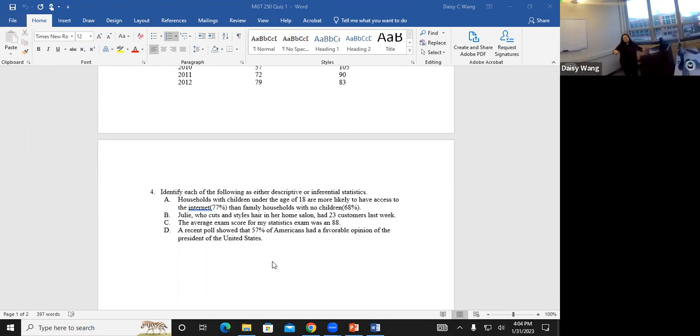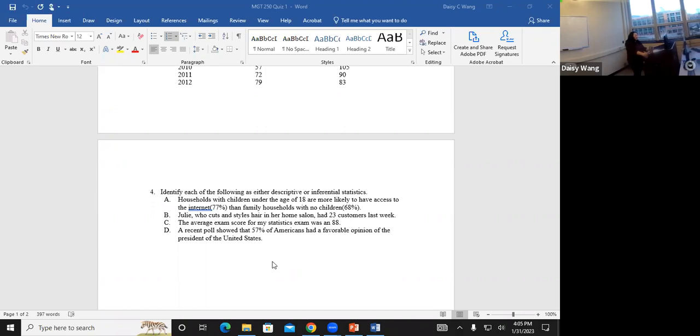So the last one, identify whether it's descriptive or inferential. So descriptive is to describe the data, right? So A, households with children under the age of 18 are more likely to have access to the internet than households with no children. So the "more likely" kind of tries to indicate or estimate some kind of direction. So this is inferential. And then B, Julie, who cuts and styles hair in her home salon, had 23 customers last week. So this is just some information about this thing. So it's descriptive statistics.